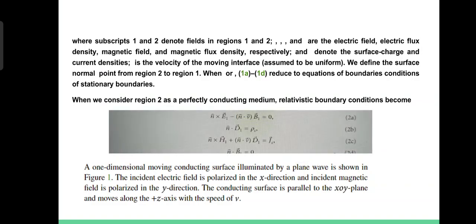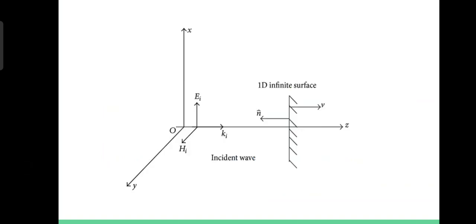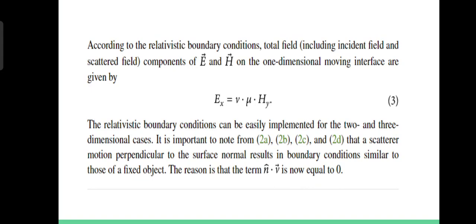Where subscripts 1 and 2 denote fields in regions 1 and 2, under the electric field and electric flux density and one-dimensional moving conditions. It is a diagram for a 1D infinite surface and incident wave. According to the relativistic boundary conditions, the total field, including the incident field and scattering field components of E and H on the one-dimensional moving interface, are given by Ex equals v times mu times Hy.